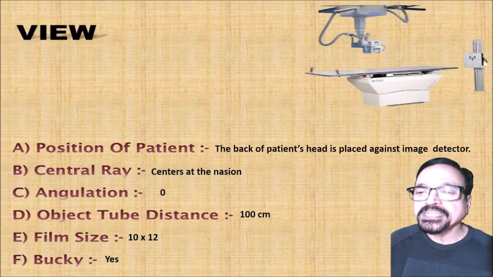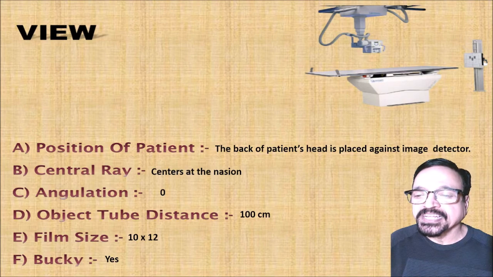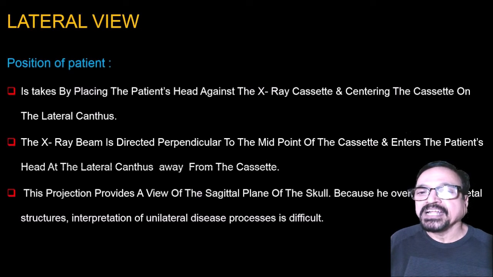Now what is the position of the patient? The back of the patient's head is placed against the image detector. The centering, angulation is 0 degrees. Distance 100 centimeters, size 10 by 12, and a bucky is needed. So you need to have a bucky to get a clear picture.